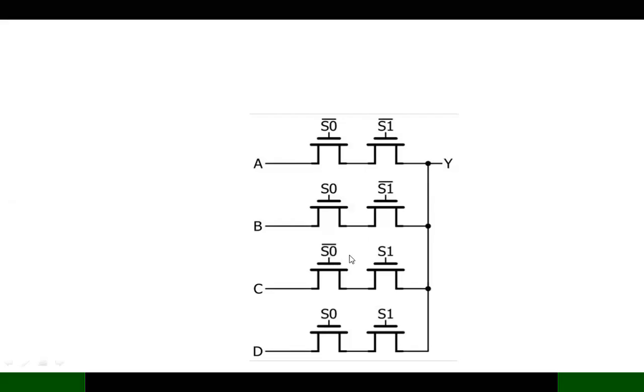Similarly, if I take 0, 1, or if my select lines are given 0, 1, then C is going to get selected because this is across its input. So it passes through the transistors and it comes as my output Y.